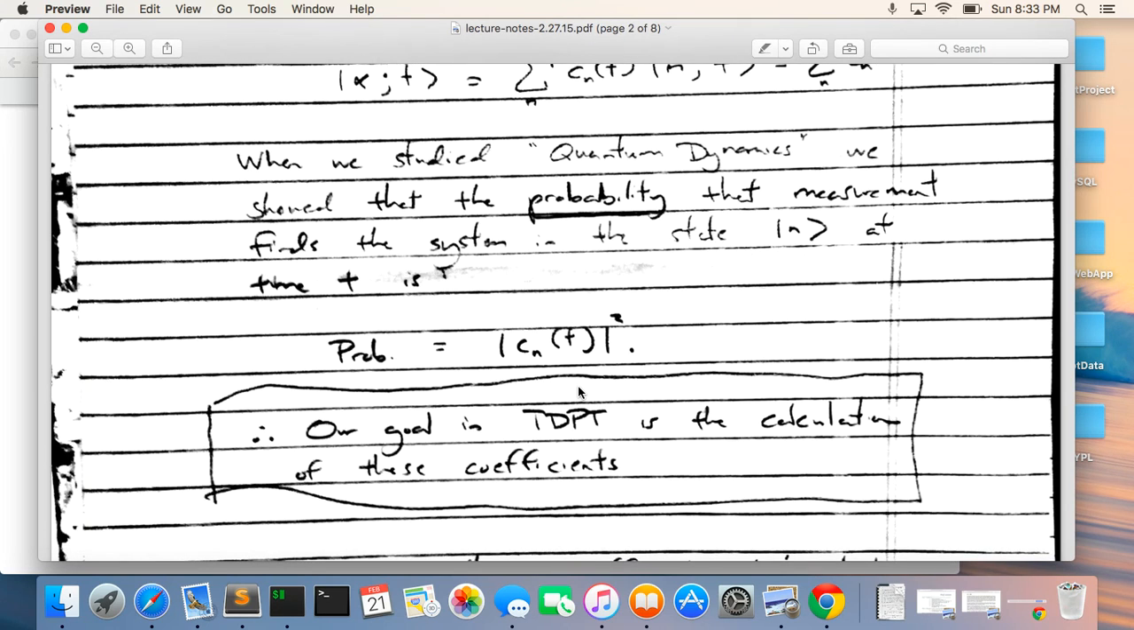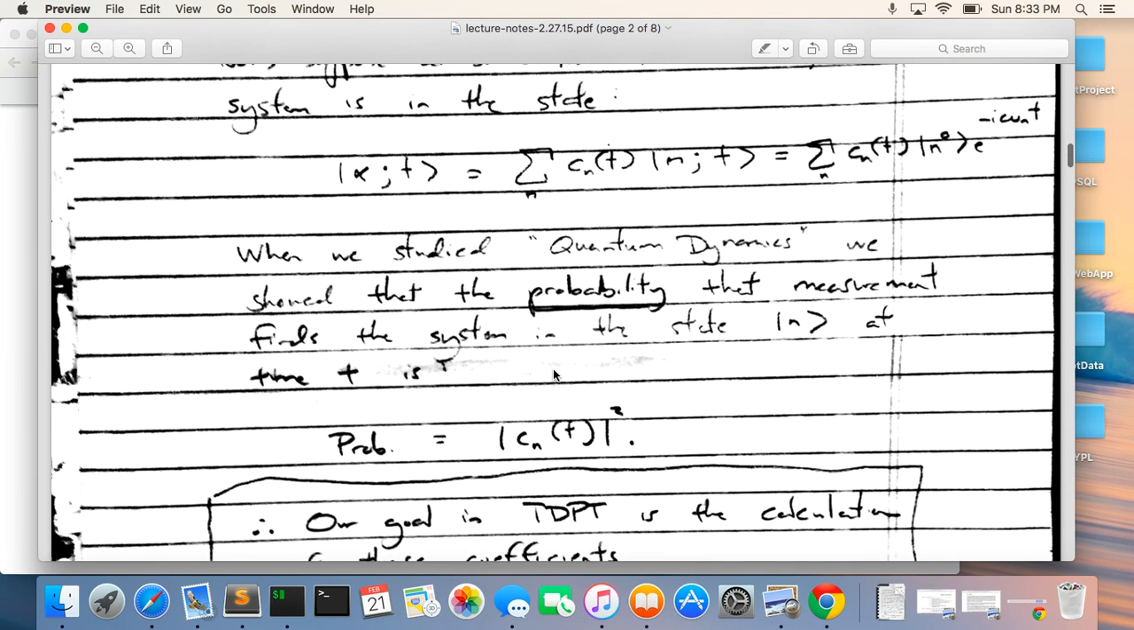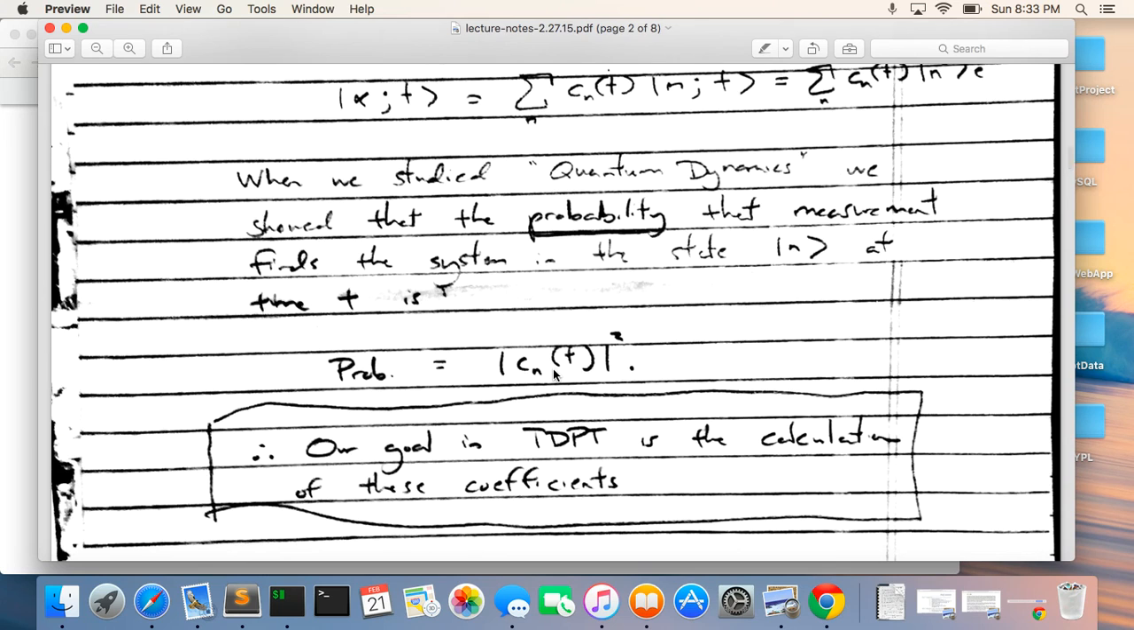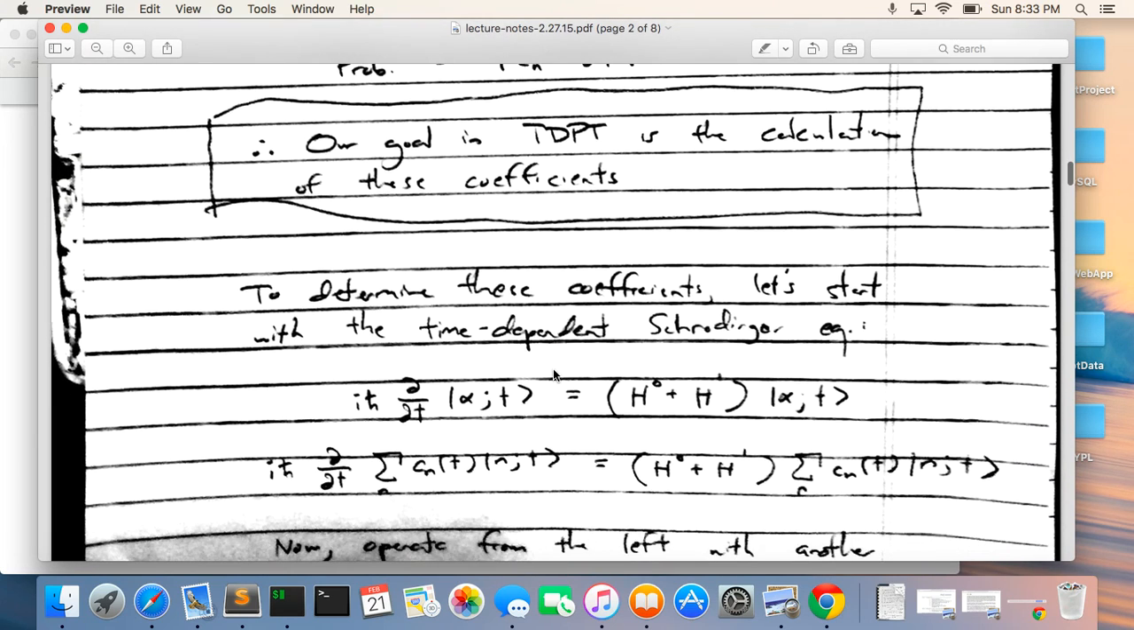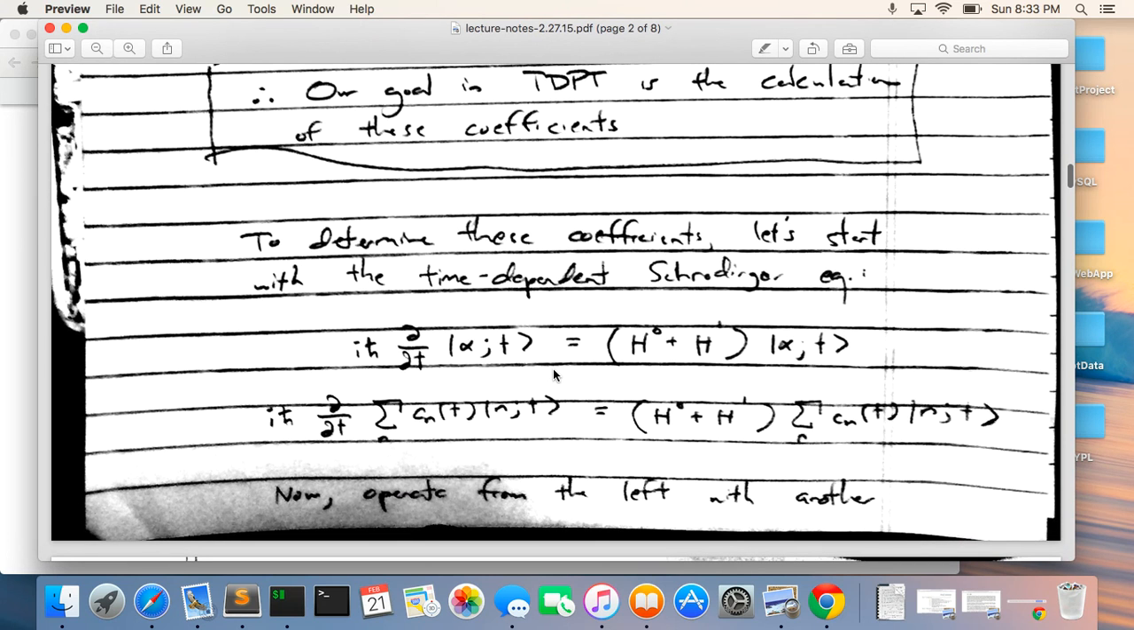So like I was saying in the beginning, our goal in time-dependent perturbation theory is to actually calculate these coefficients, not only in the case where you have just normal time evolution, but where you have some time dependence coming from the perturbation Hamiltonian. Okay, so let's talk about how we do this in a perturbative way, okay?